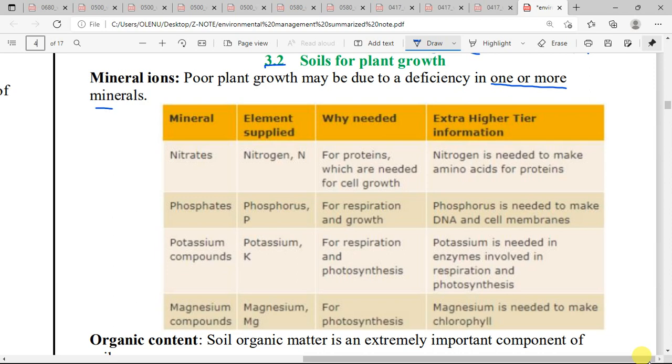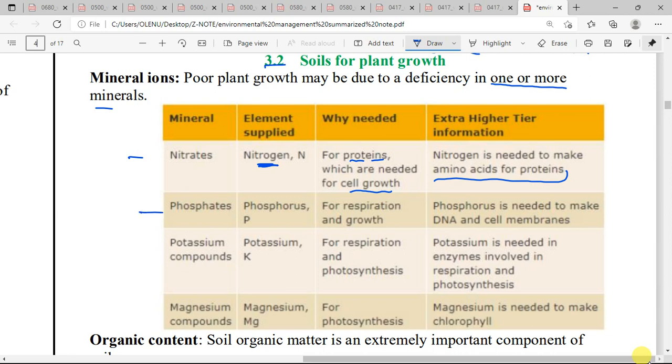So we have a series of minerals. Nitrate: the major element that makes up nitrate is nitrogen, and nitrogen is a major component of proteins. Why is it needed? It's needed to manufacture protein. And what is the use of protein? Protein is used for cell growth and repair of worn out tissue. Nitrogen is needed to make amino acids, and amino acids are a major component of protein, and protein is broken down to amino acids, you remember.